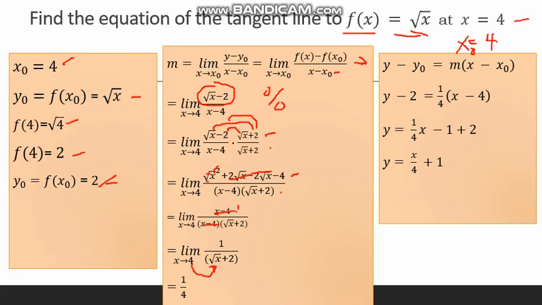So 4 square root of 4 is 2. 2 plus 2 is 4. So the answer is equal to 1/4. That's the slope of our tangent line.